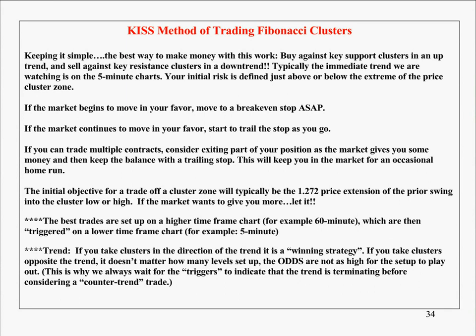If you trade multiple contracts, now not everybody can trade multiple contracts, but if you can, consider exiting part of your position and then keep the balance with a trailing stop. The initial objective for a trade off of a zone is 1.272. And if you're talking about the target for a two-step pattern, it's the 1.272 of the whole zigzag.